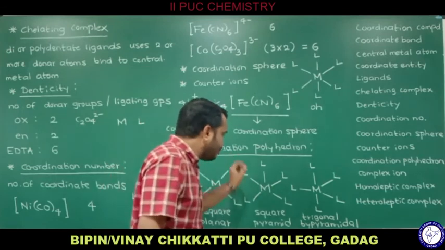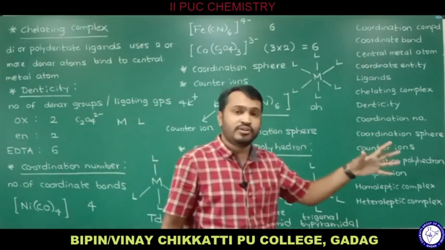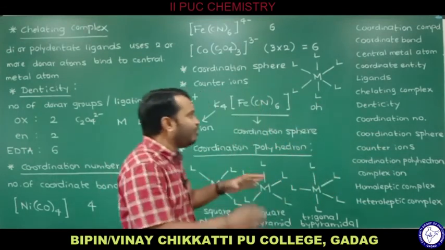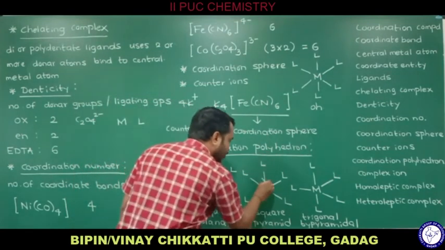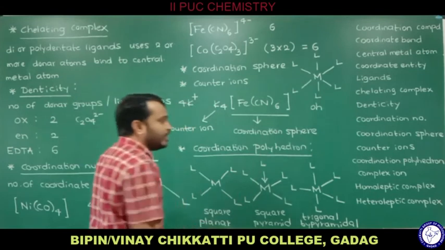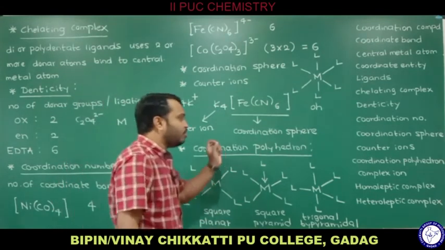In general M and L I consider. Later we are going to consider some particular examples, and remember that in all these examples these ligands are going to donate the lone pair of electrons to the metal. That is about the coordination polyhedron.